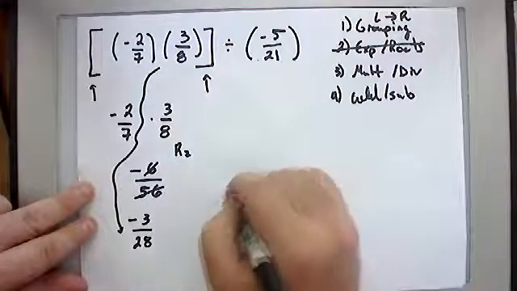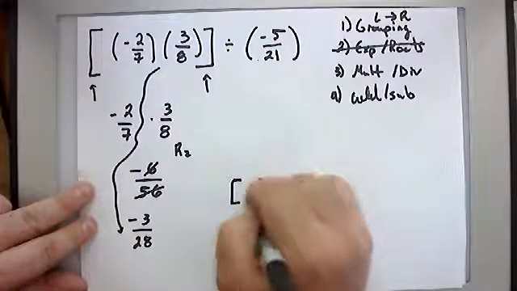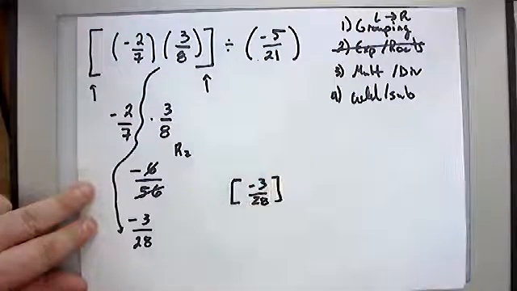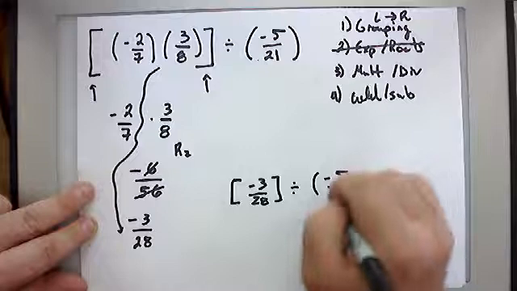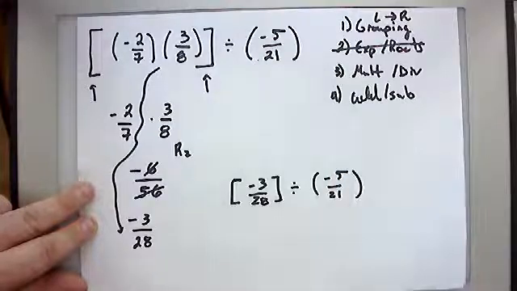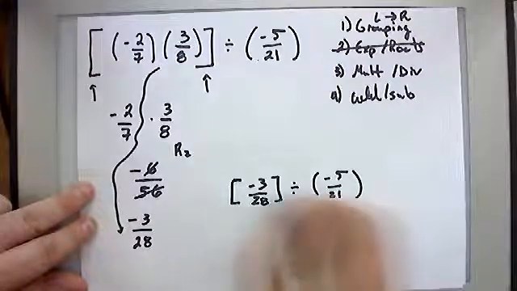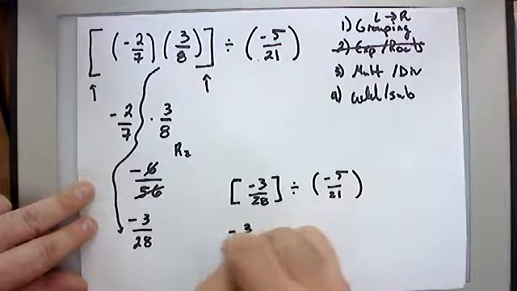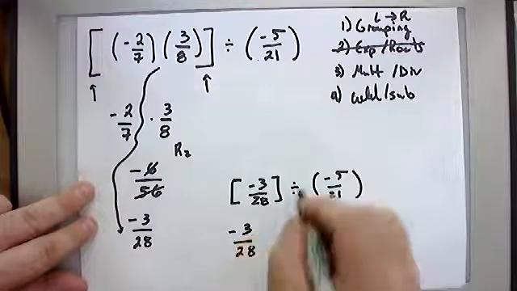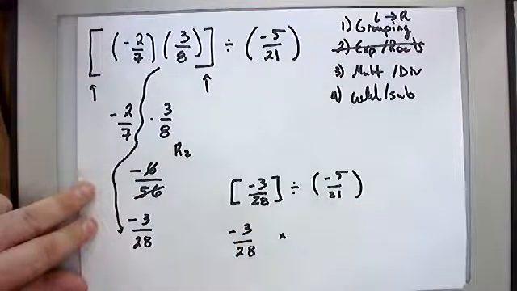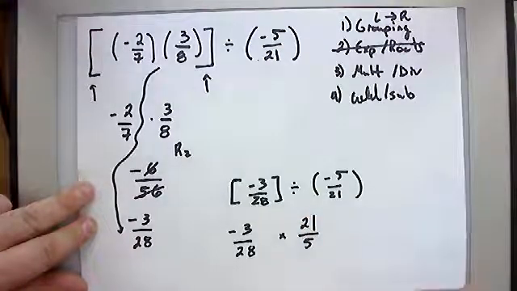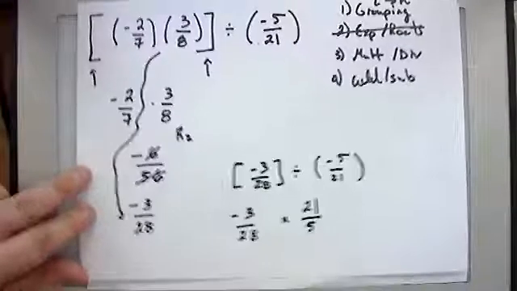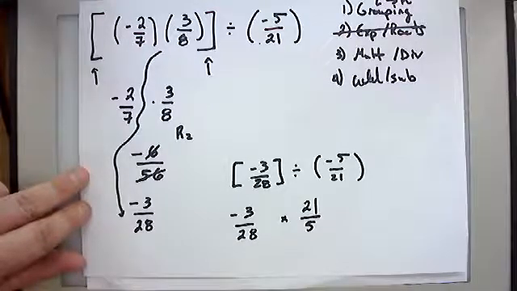So what we have now is, in the bracket still, negative 3 over 28. And remember, brackets are the same thing as parentheses. They're just there so we don't have to put double parentheses, things like that. So what we have is the following, negative 3 over 28 divided by negative 5 over 21. We don't need the parentheses anymore. We're just going to go ahead and do the division. So that's negative 3 over 28 times, right? Remember, this turns to times, and you flip the second one. So this is it, negative 3 over 28 times 21 over 5.